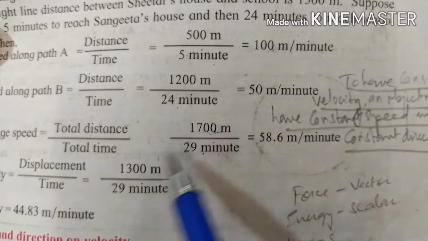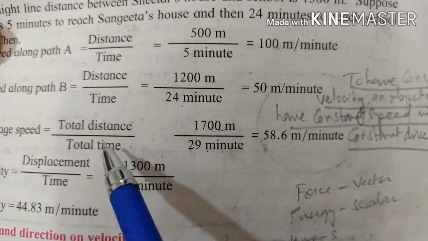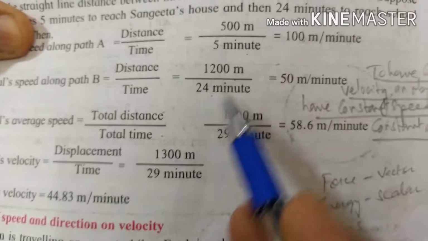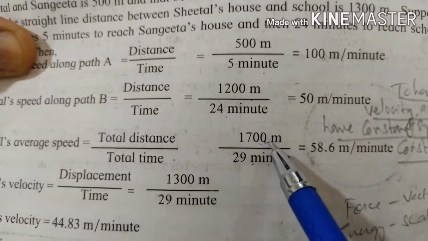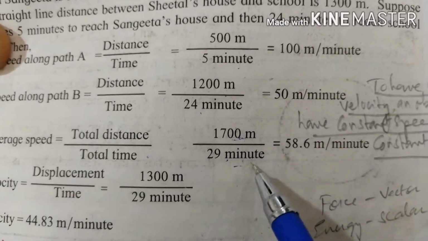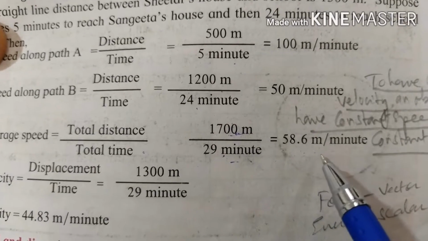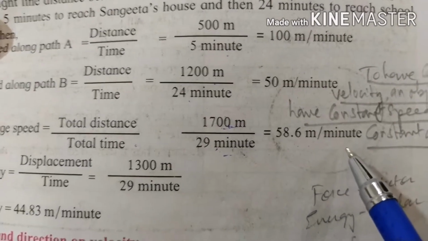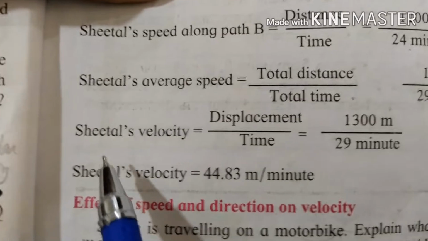We are calculating Sheetal's average speed. Average speed is nothing but total distance upon total time. So 1700 upon 29 minutes, and that comes to 58.6 meter per minute.